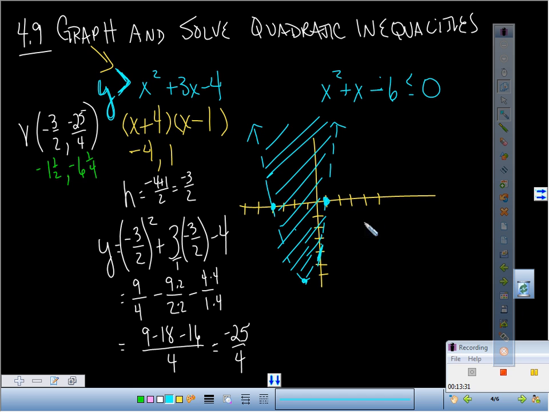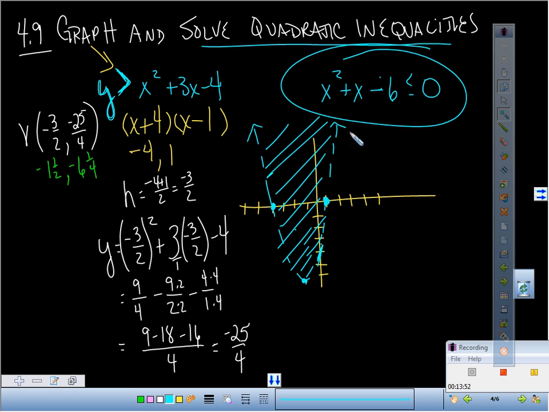Okay, so I'd like to spend the rest of the time talking about solving quadratic inequalities, okay? This is the harder part. This is what your test is over. This is going to be a 50-point test, and this is all that it's over, solving quadratic inequalities, okay? So, here we go. You ready?